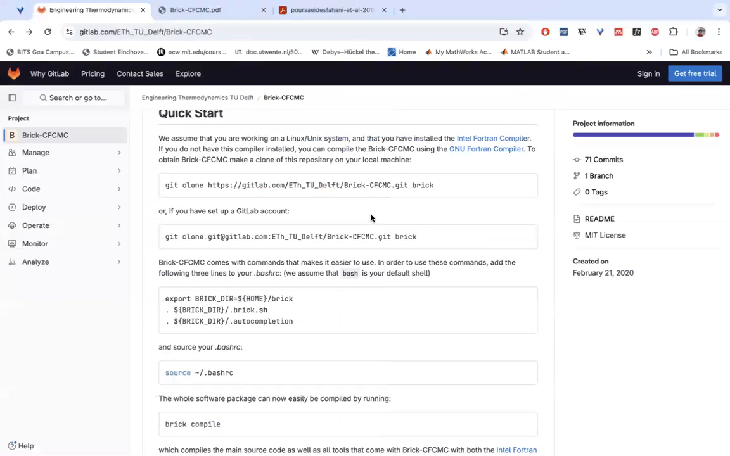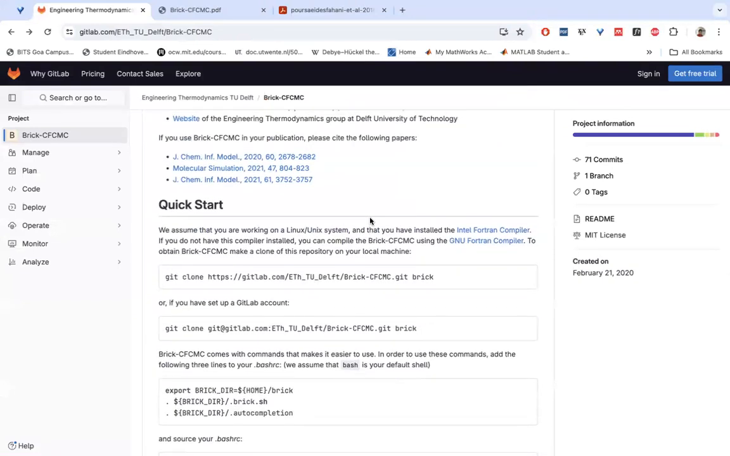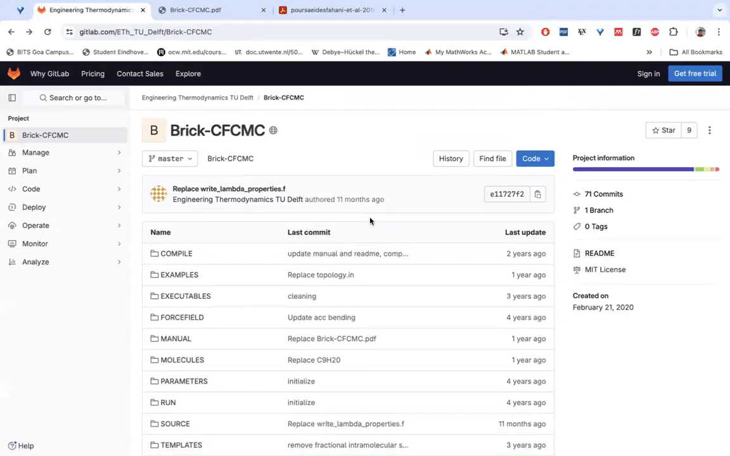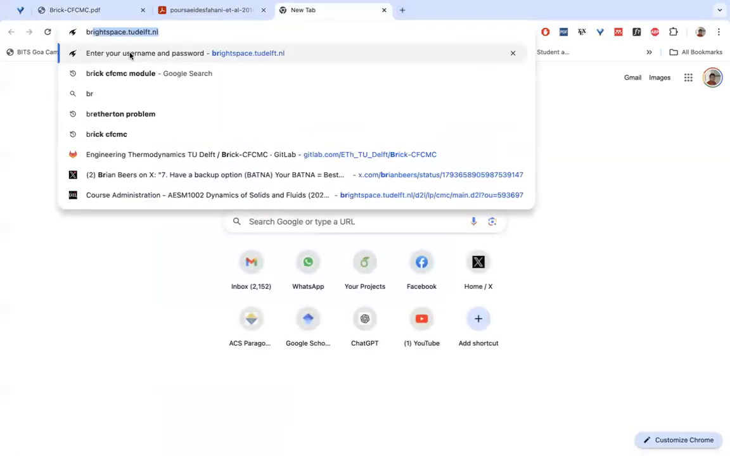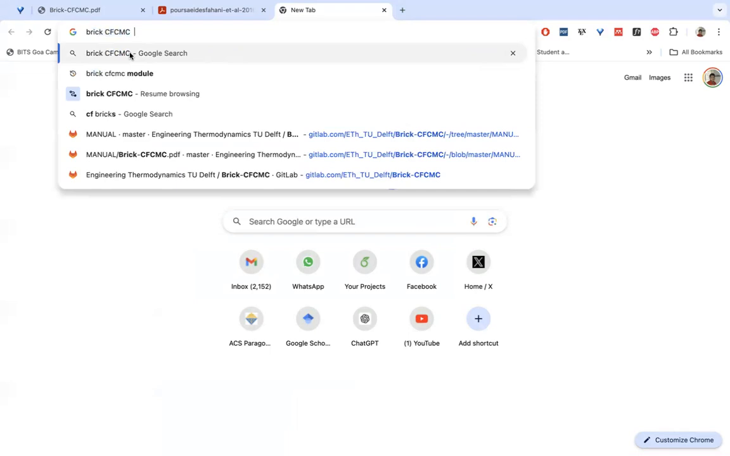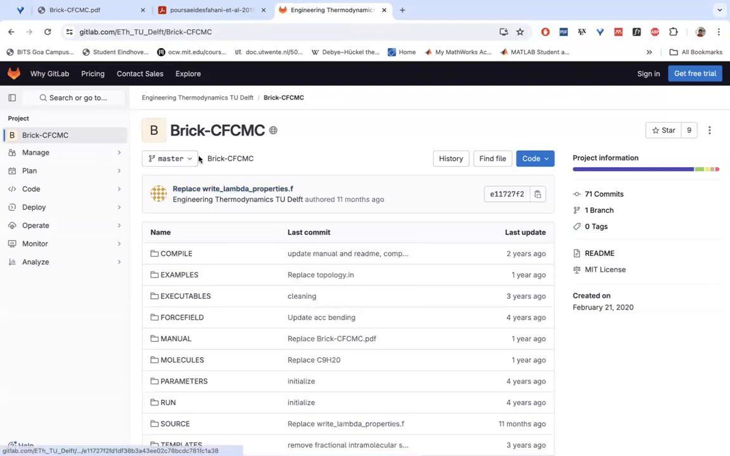So let's now work out an example on how to simulate the Gibbs ensemble using the Brick software. What I'm showing you here is the home page of the Git of the Brick software. It's called Brick CFCMC. You should be able to locate this from your web browser as well. Instead of opening it like this, let me just show you how you can search. You can say Brick CFCMC, and the first link that comes up is the Brick CFCMC by the Engineering Thermodynamics group at TU Delft.